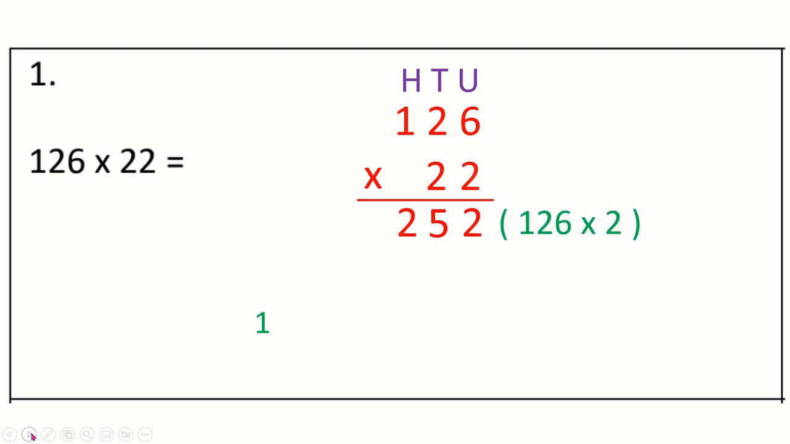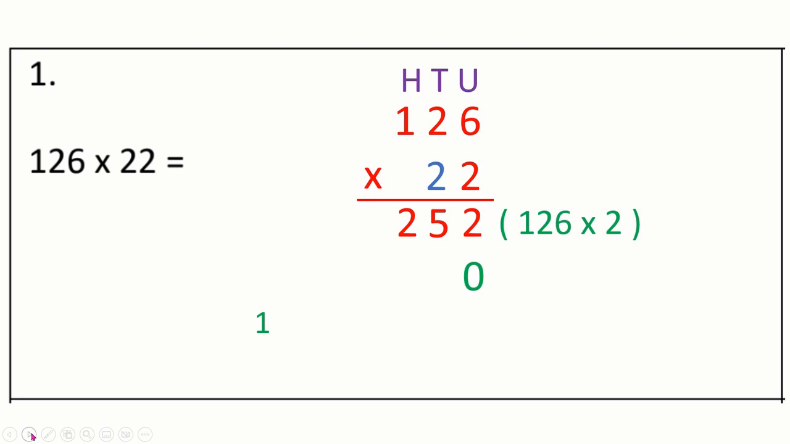Now let's move on to 126 multiplied by 20. That 2 is in the tens column. I'm highlighting it in blue for you. Now because we're multiplying by 20, and 20 is 10 times bigger than 2, we need to make sure that our answer comes out 10 times bigger. So we must insert the 0.